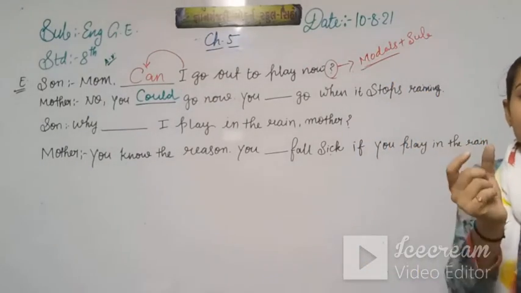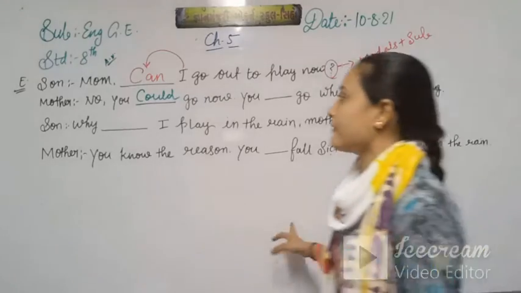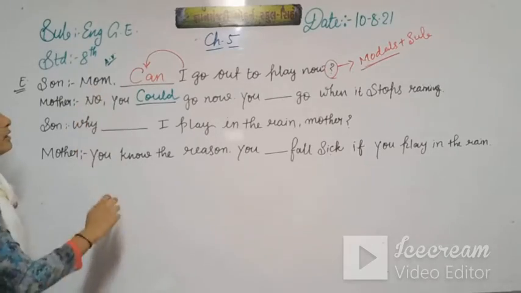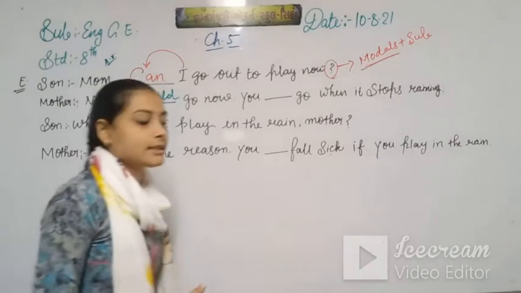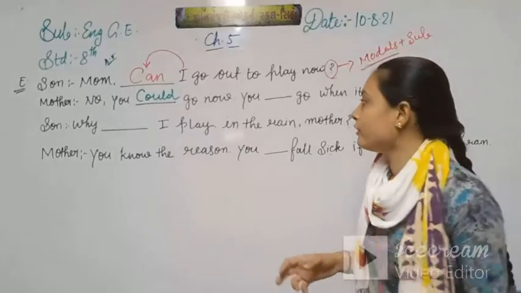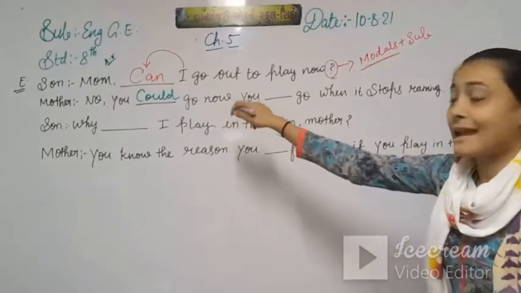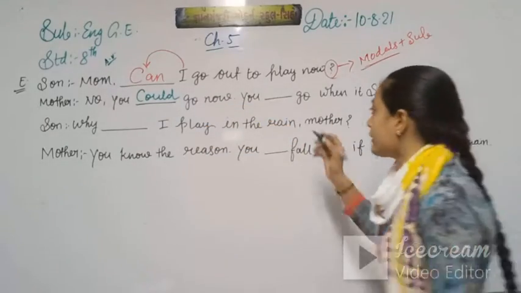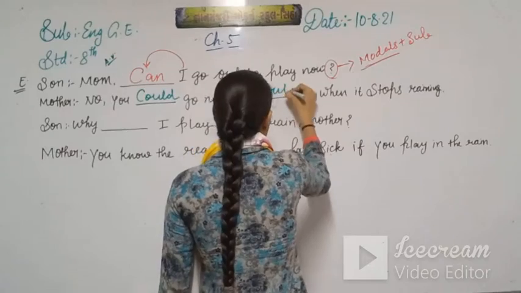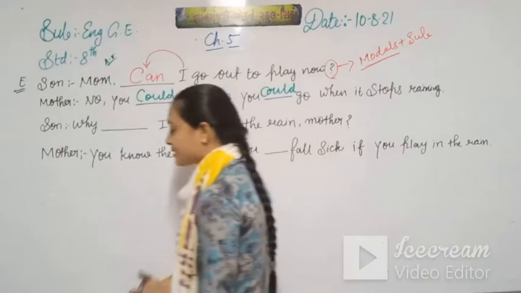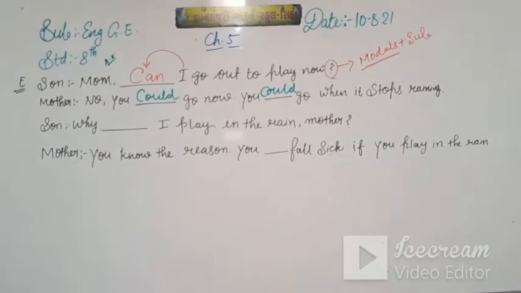No, here first the negative sense is given. So here we put could. If there was no negative given, then we would have to put the negative sense, that is couldn't. You couldn't go now. You go. Here the you go, so same tense or not? Yes. You could go when it stopped raining. When can you go? When the rain stops. Clear? So here also we put could.